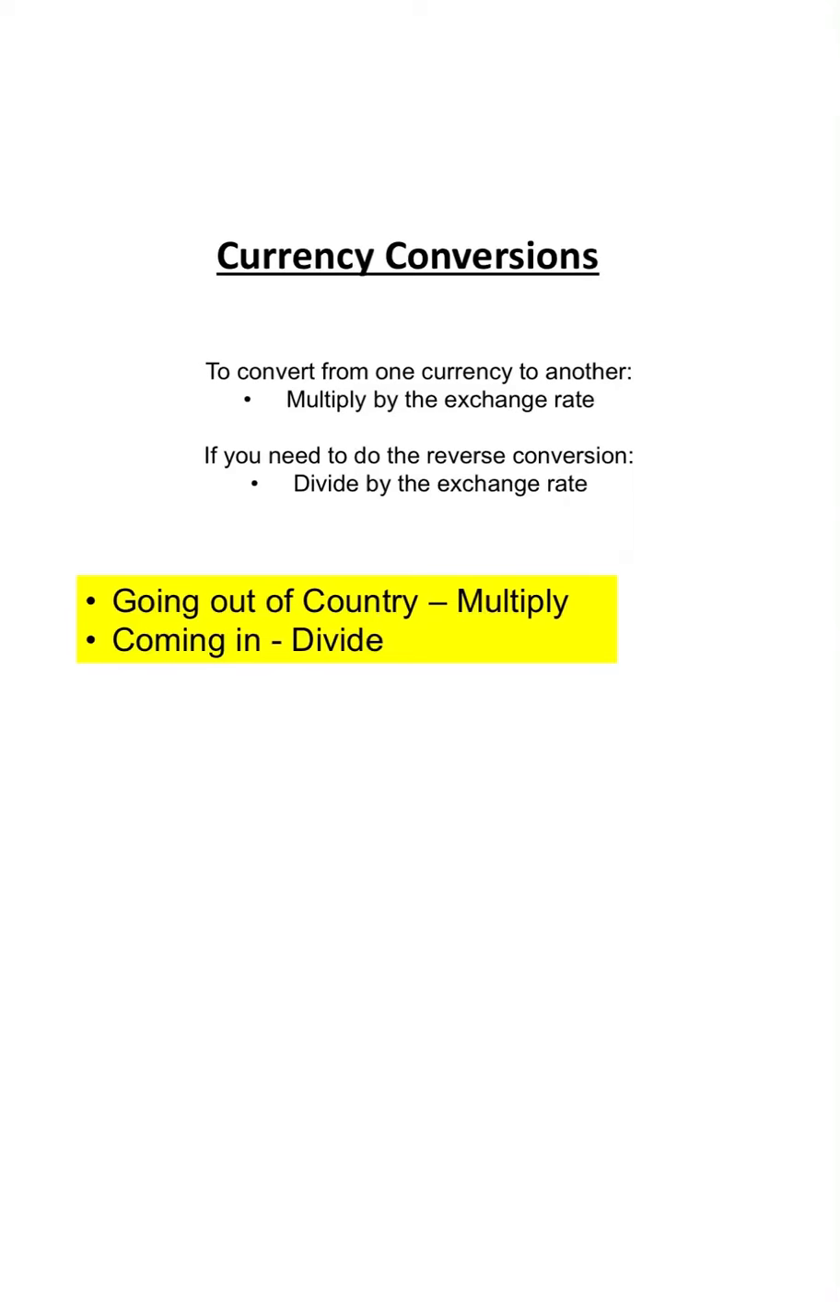In this video, we're going to be looking at currency conversions. So if you have to convert from one currency to another, you multiply by the exchange rate. If you need to do the reverse conversion, you divide by the exchange rate. A good thing to help you remember this: if you're going out of your country, you're multiplying. If you're coming into the country, you're dividing.